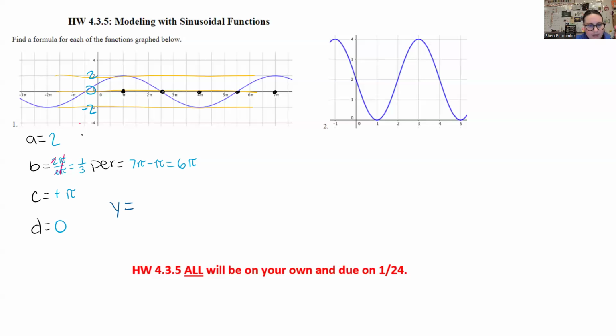So I get y is equal to, I made this a positive cosine. I could have made it a sine graph. I could have made it a negative cosine graph. I have options. So I picked a positive cosine because it was easiest. Do what's easy. Positive cosine, so I've got 2 cosine 1/3 x. And since this is plus pi, when I plug it in, it has to be opposite. So I have to say minus pi. And then it's not shifted up or down, so I don't have to write plus or minus anything. That's my equation.